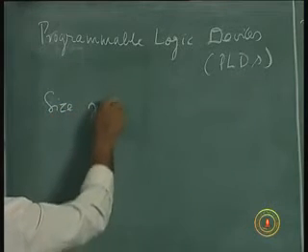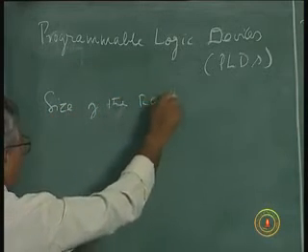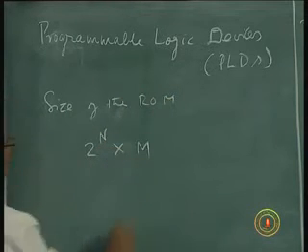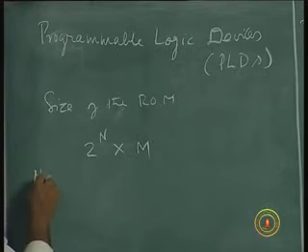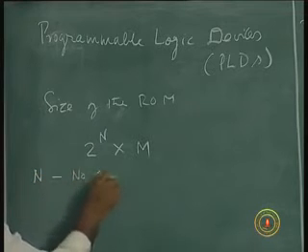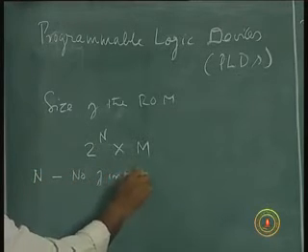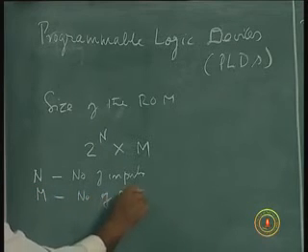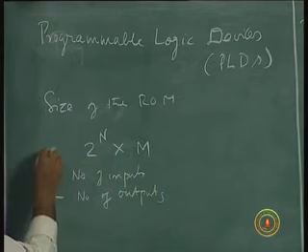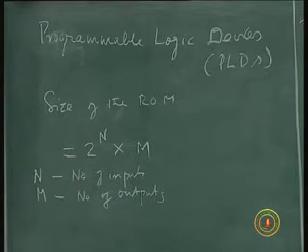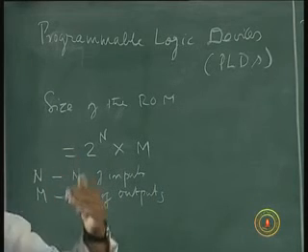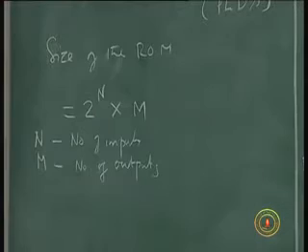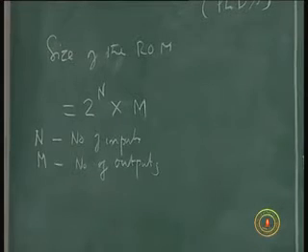Size of the ROM is given as 2 power n times m, where n is the number of inputs and m is the number of outputs, isn't it? 3 inputs will have 8 rows. Each row will have 4 outputs, W, X, Y, Z. So 2 power n times m, 2 power 3 times 4.